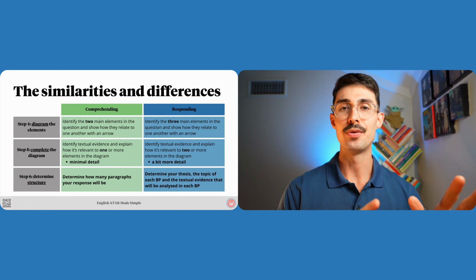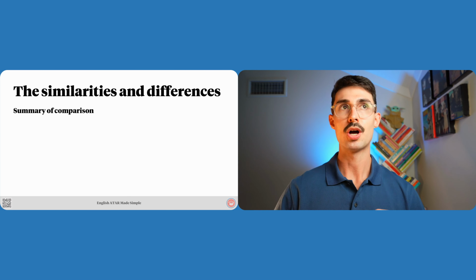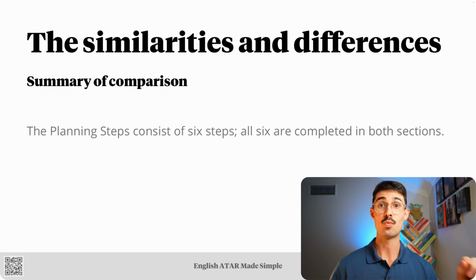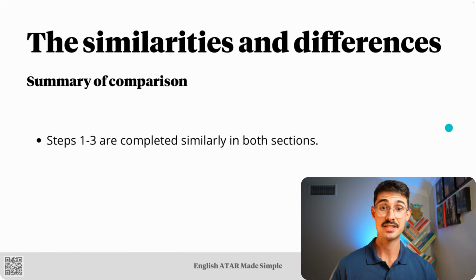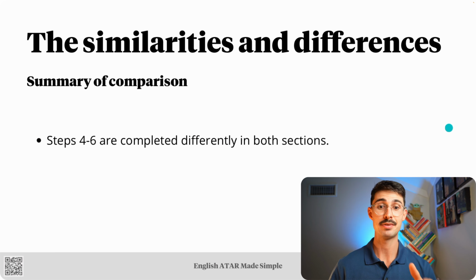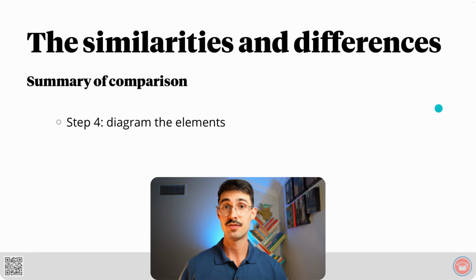So those are all the similarities and differences. Here is a summary of that comparison. Overall, we can say that the planning steps consist of 6 steps and all 6 are completed in both sections. Steps 1 to 3 are completed similarly in both sections, but steps 4 to 6 are completed differently in both sections.